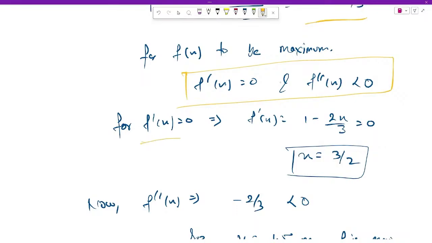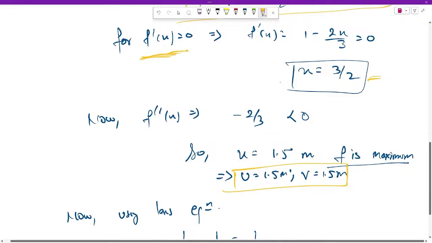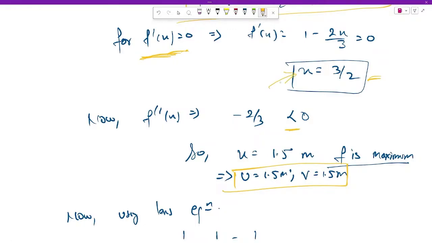Now differentiating it for the first time with respect to x and equating it with 0, we came to the conclusion that the value of x is 3 by 2, or 1.5 meter. Now checking it for the double differentiation, we get a negative value. That is, for the value of x as 3 by 2, f double dash x is going to be negative, so f is going to be maximum.